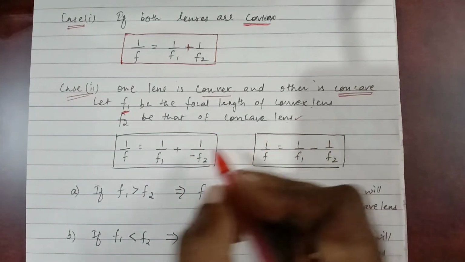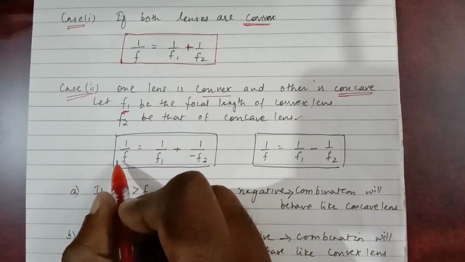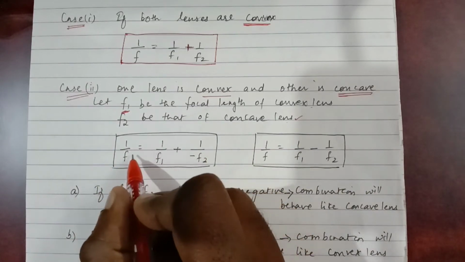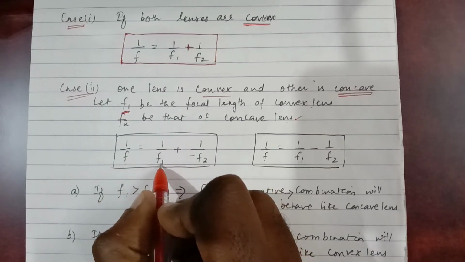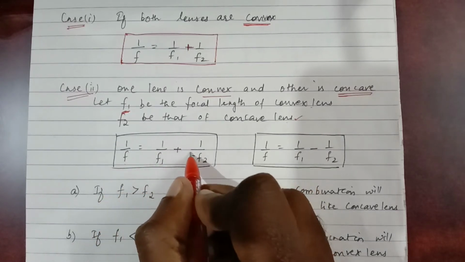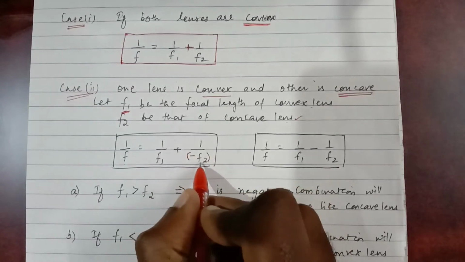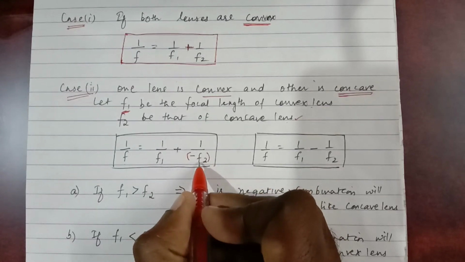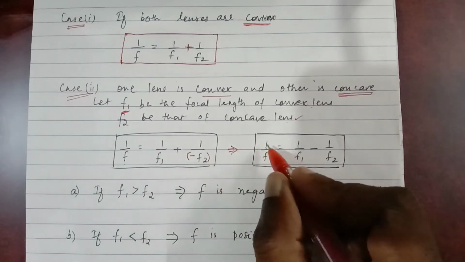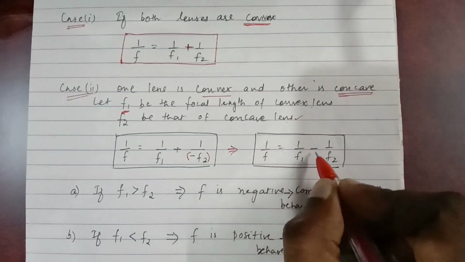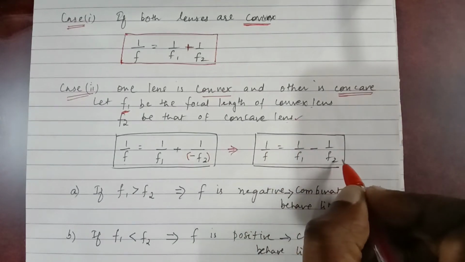Then what will be the combined focal length? It will be 1 by f, that is, the combined focal length is equal to 1 by f1, the focal length of the convex lens, plus 1 by minus f2, because the focal length of a concave lens is negative. That means we can write, this implies 1 by f is equal to 1 by f1 minus 1 by f2.